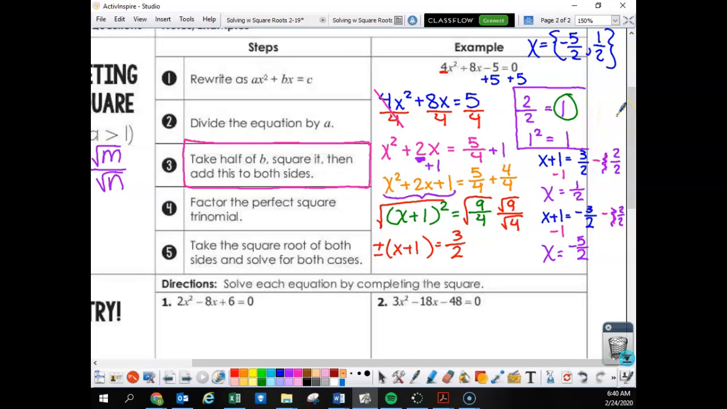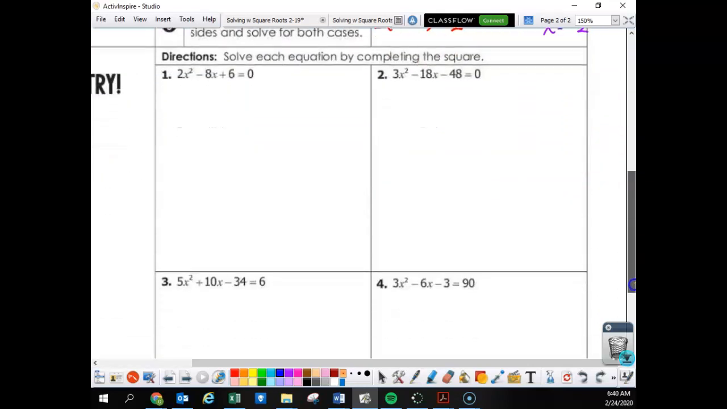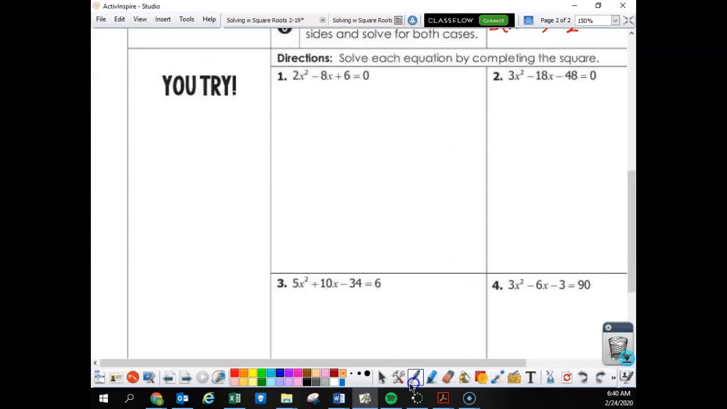So that's how you complete the square with a coefficient of a. You multiply, or you divide by that coefficient. Okay, so let me do another example, and I'm going to have you try the next two. All right.